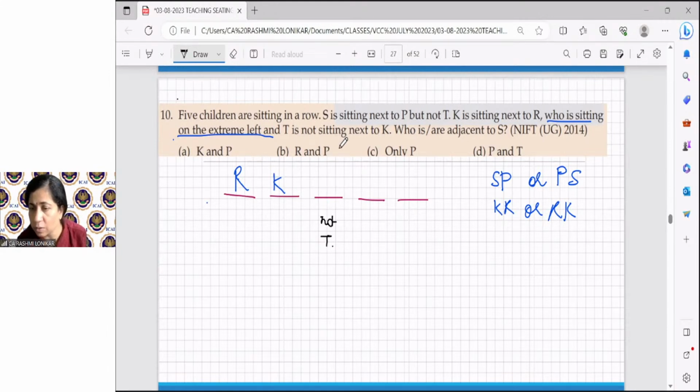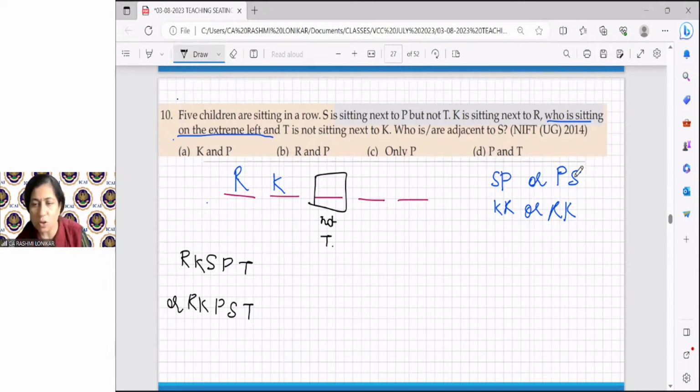Who is or are adjacent to S? Okay, so I can have R, K, S, P, T, or I can have R, K, P, S, T. Because this cannot be occupied by T, it can be occupied by either S or P, because the RK position we have fixed. So who is adjacent to S?